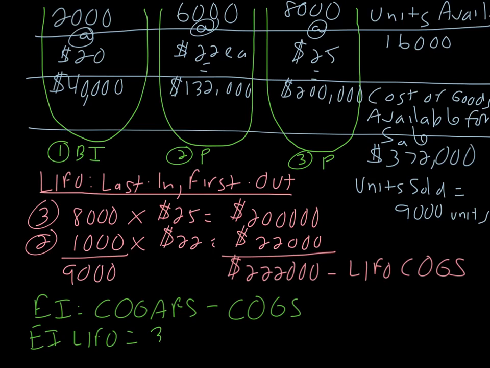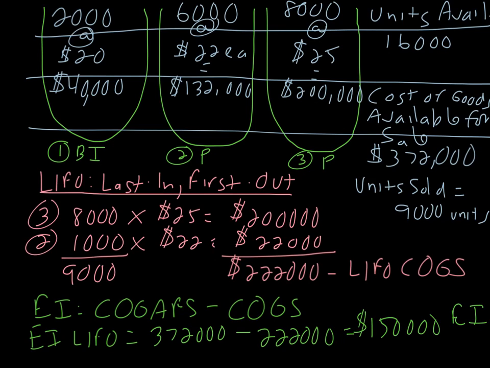$372,000 is my cost of goods available for sale. That's what I had in my store available to sell during the month. And then cost of goods sold is what I sold during the month, $222,000. That's going to give us what? An ending inventory of $150,000. Remember, these are in dollars. $150,000 ending inventory for LIFO.